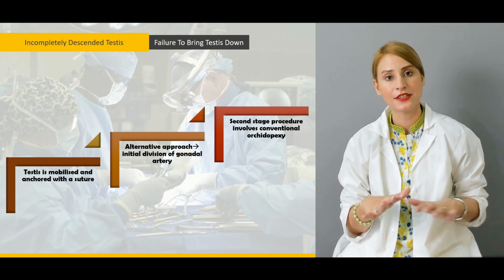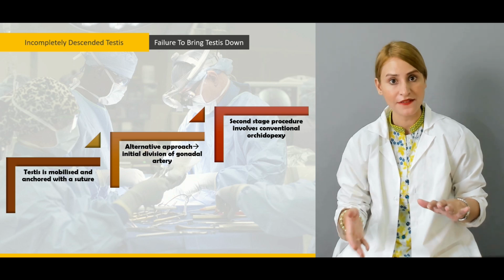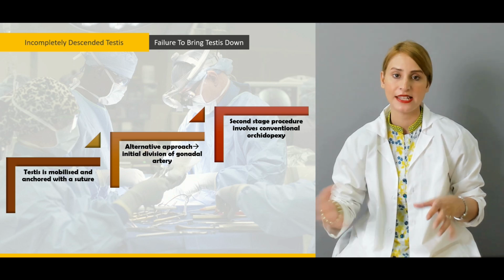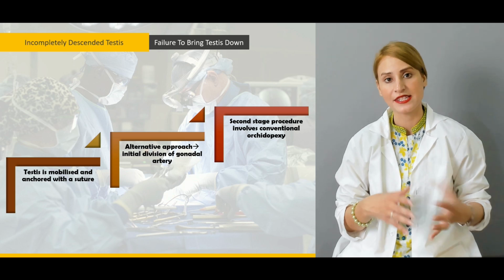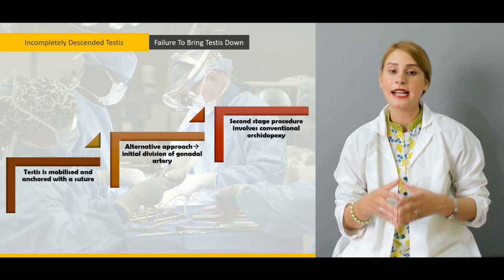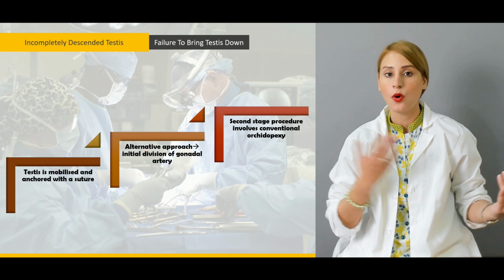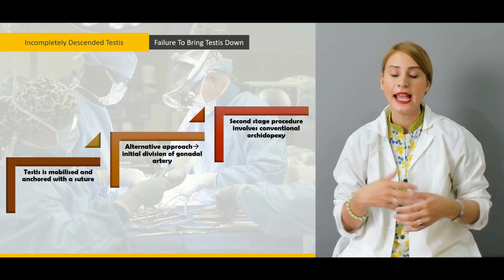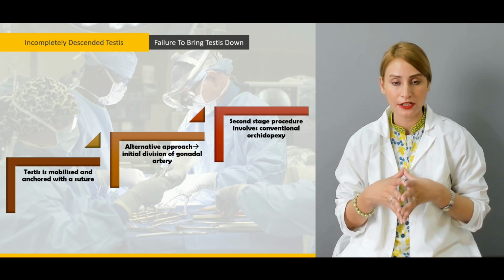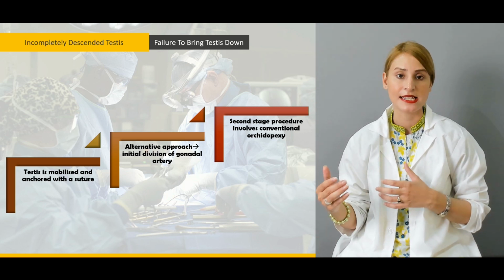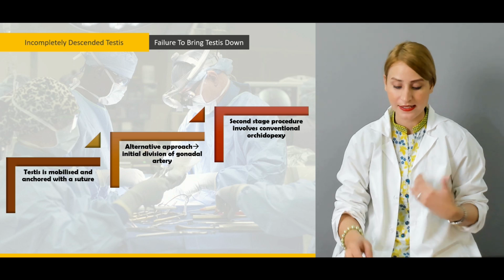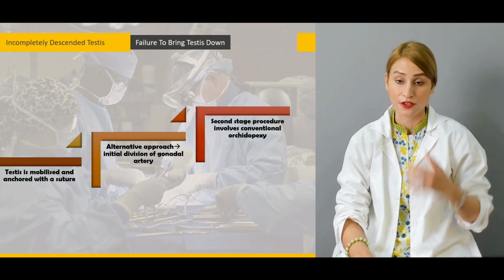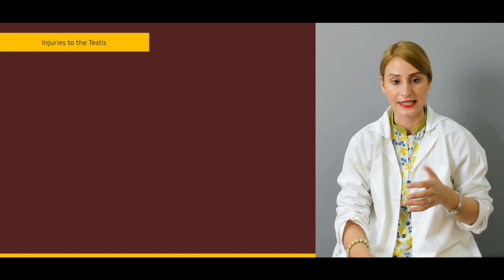So after the division of the gonadal arteries, you leave it, you wait, and then you do a second-stage procedure, which involves a conventional orchidopexy, giving two incisions, one incision in the inguinal region over the groin, and the other in the scrotal region, and bringing down the testes, separating the contents from the spermatic cord, and bringing down into the scrotum, and then fixing it in three planes.